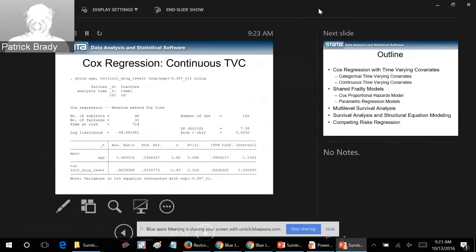So if I assume that the drug has a half-life of 2 days, every 2 days its level is decreasing by half, I can specify a functional form for that and incorporate that into my model as well. So I don't actually have to have the values of the time varying covariates. I could specify a functional form and say, here's where it started, here's how it's changing functionally, and Stata will incorporate that as well into your analysis.